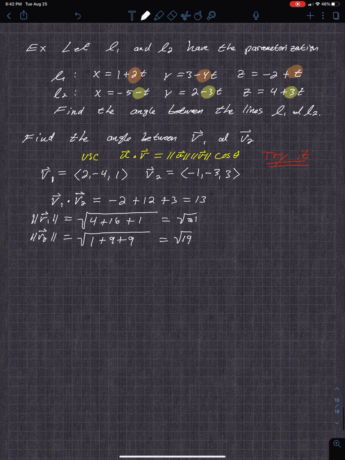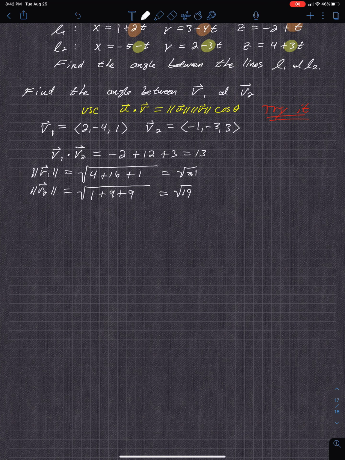All right, so then you just do your calculation. So theta is arc cosine of, so that'll be what? The dot product is 13, and then over the product of root 21 and root 19. And so you can get an approximation if you like. No big deal there. That's 49.4 degrees. So it's about 50 degrees.